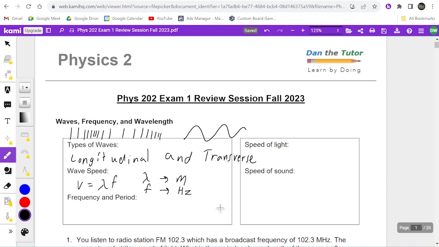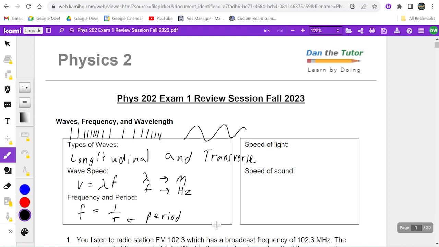Then we have frequency and period. Frequency is related to the period because frequency f is equal to 1 over T, where T is the period. The difference is frequency is basically saying how many times per second does something happen, while the period is the opposite. It's how many seconds to complete one oscillation or wavelength. So any questions on anything I've said so far?